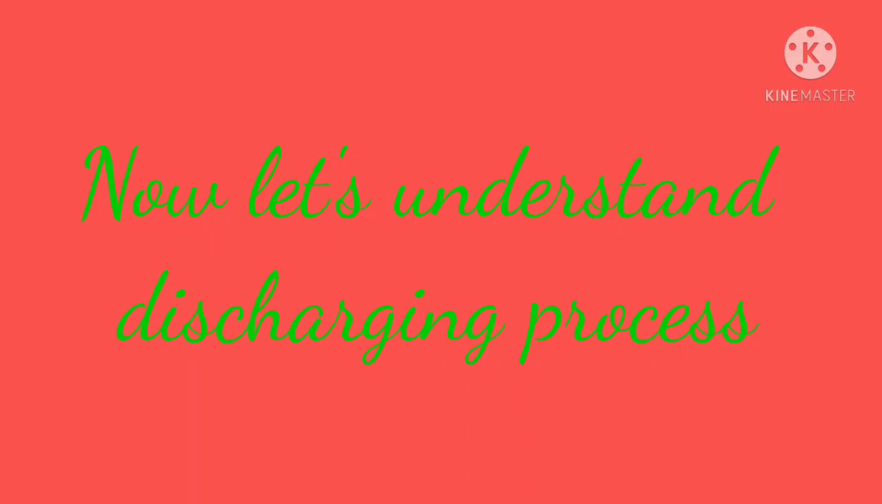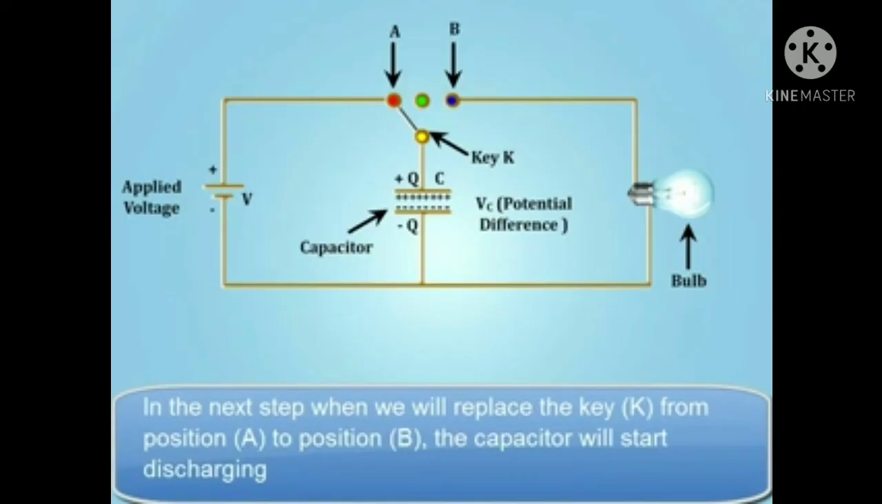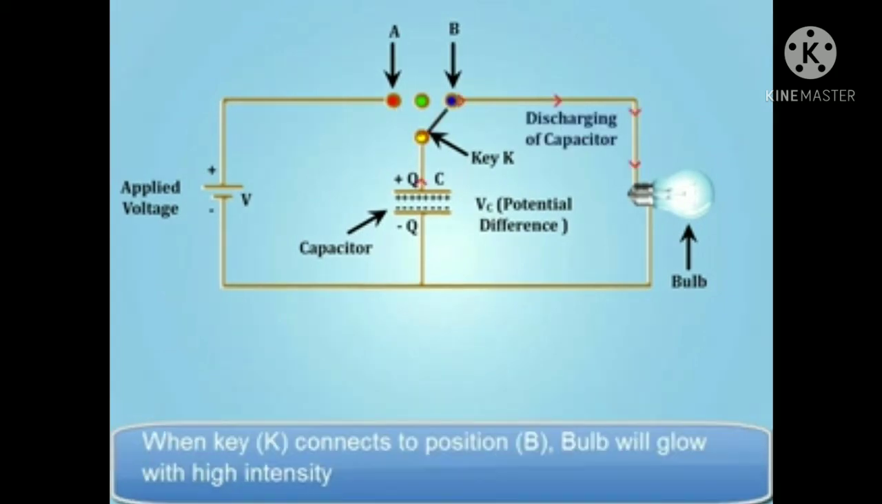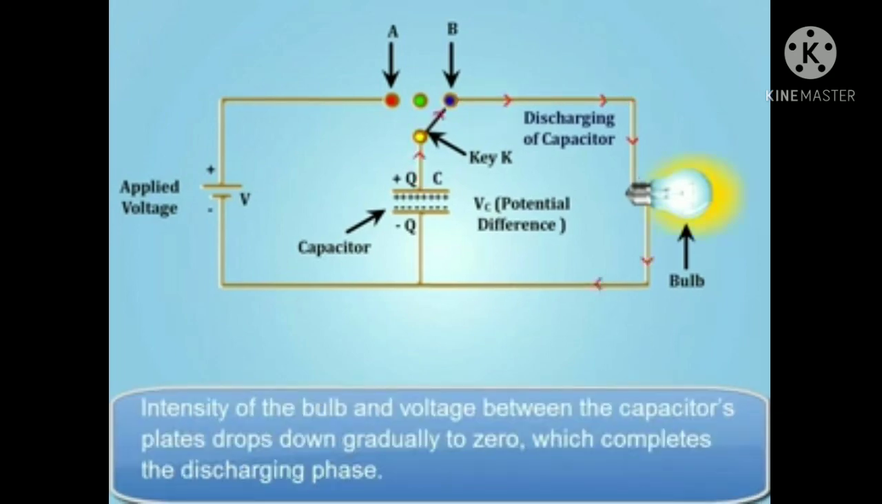Now let's understand the discharging process of a capacitor. In the next step, when we move the key K from position A to position B, the capacitor will start discharging. When key K is connected to position B, the bulb will glow with high intensity. The intensity of the bulb and the voltage between the capacitor's plates drop gradually to zero, which completes the discharging phase of the capacitor.